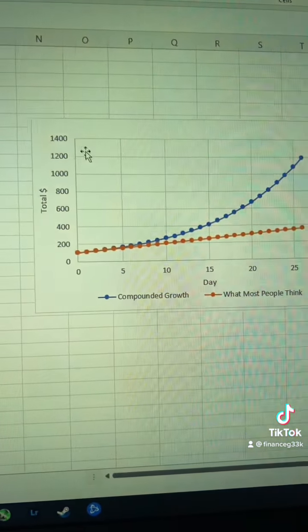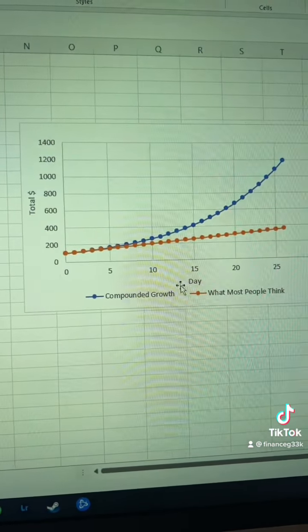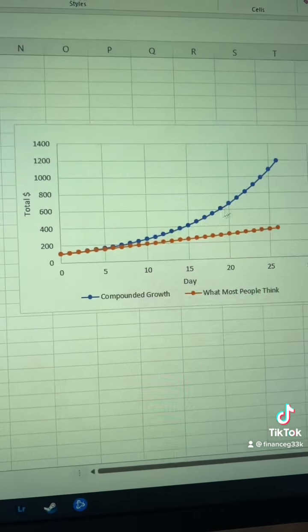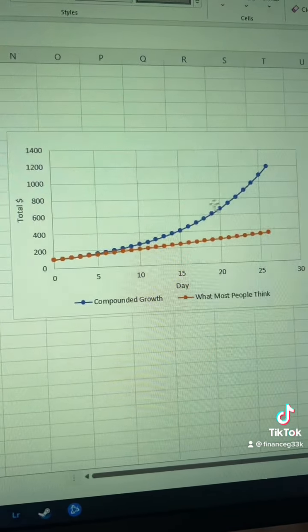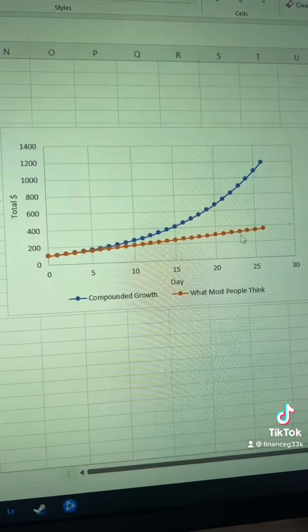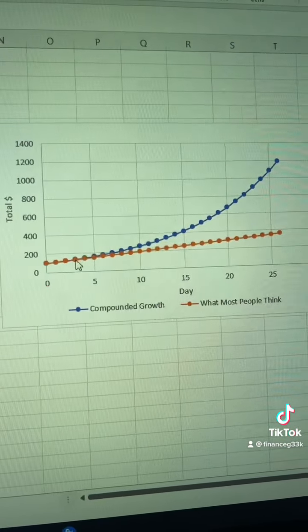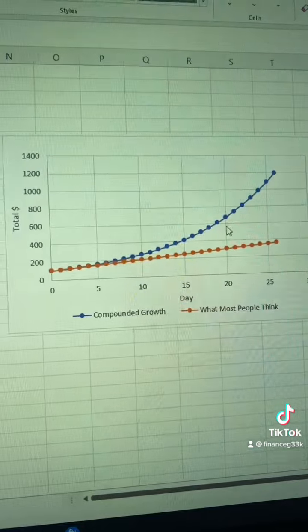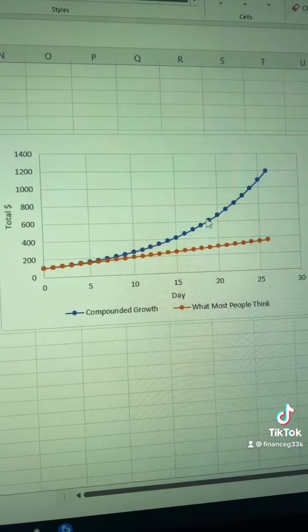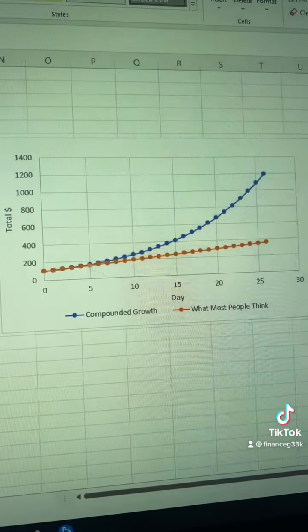Now here's the graph of your total dollars versus the day. You can see in blue, this is the 10% compounded a day. It's an exponential incline. And the orange line here, this is what most people think. This would be $10 per day, but obviously your earnings are growing on top of your earnings, earnings growing on earnings, and that's why you get this exponential shape.